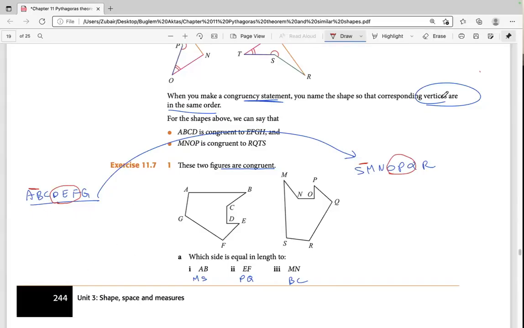Whatever angle is at B will be equal to the angle at M. Whatever angle is at G will be equal to the angle at R. Because we wrote them in order. Yes. So one thing is we rewrite these vertices. Second is either we state that all the angles are the same, or we state that these sides are of the same length.